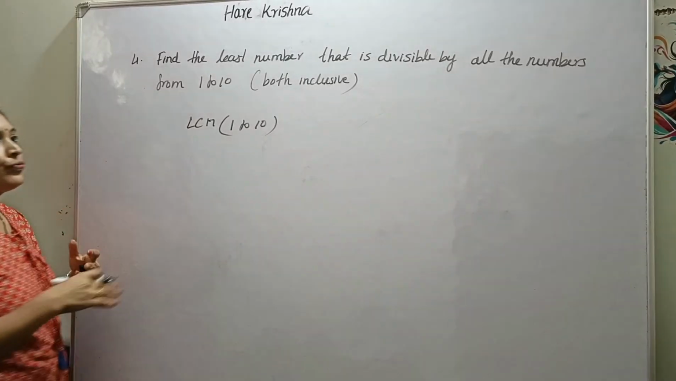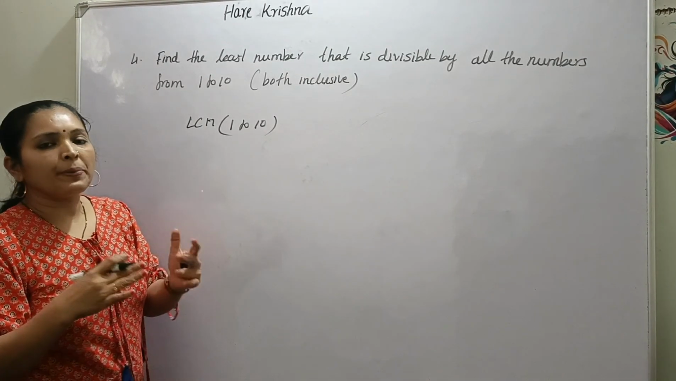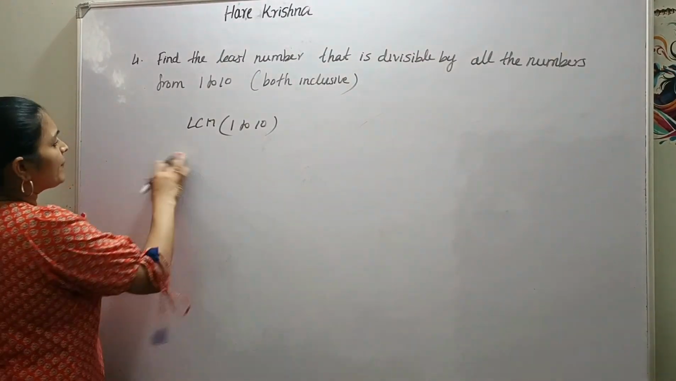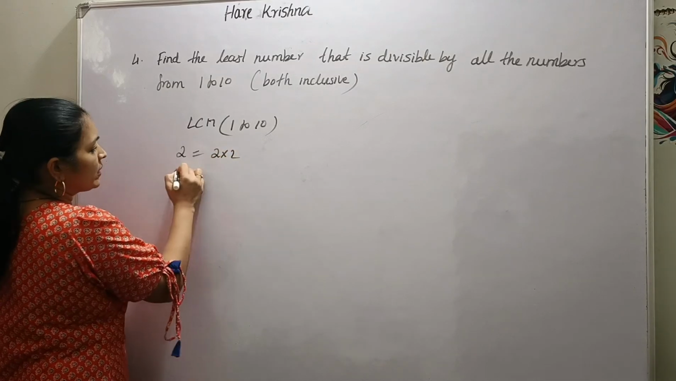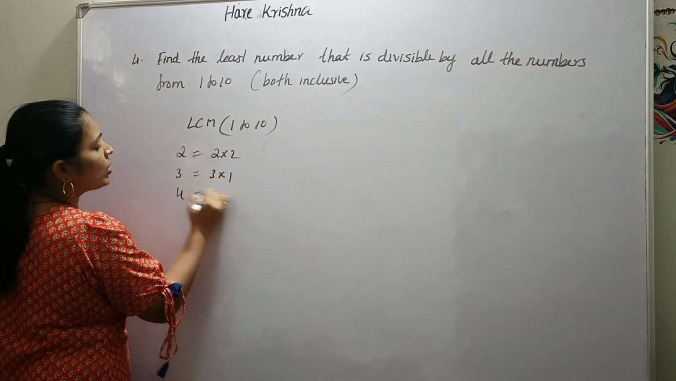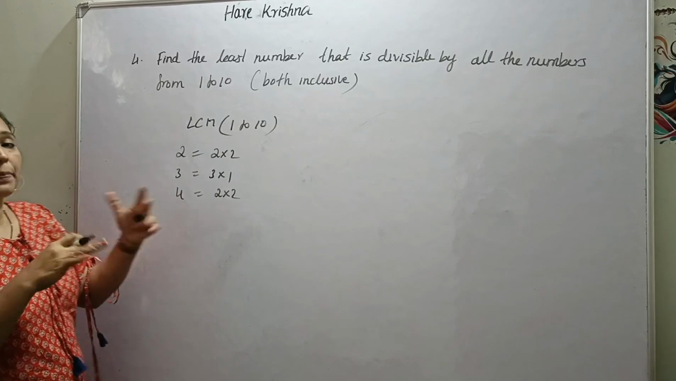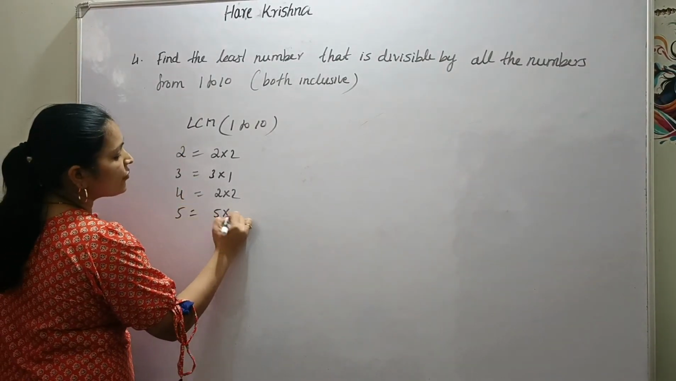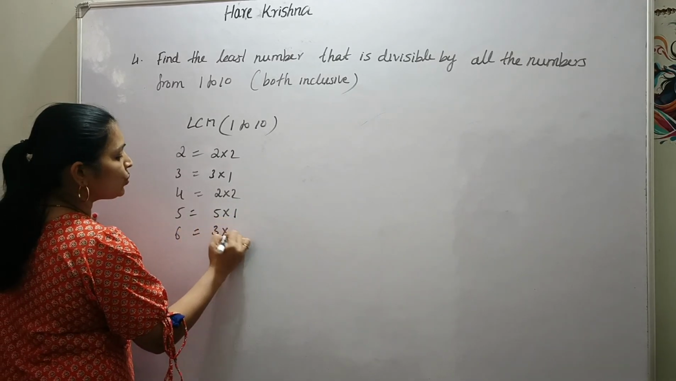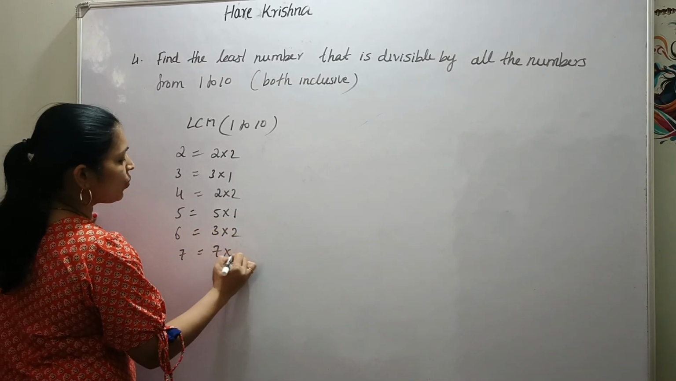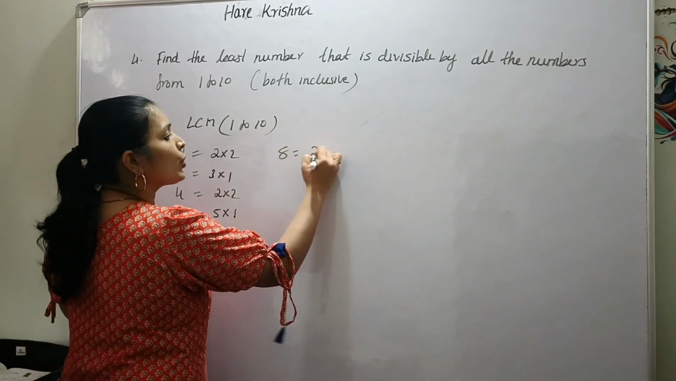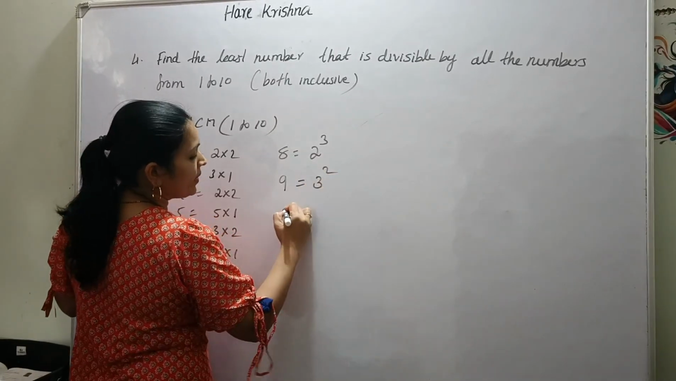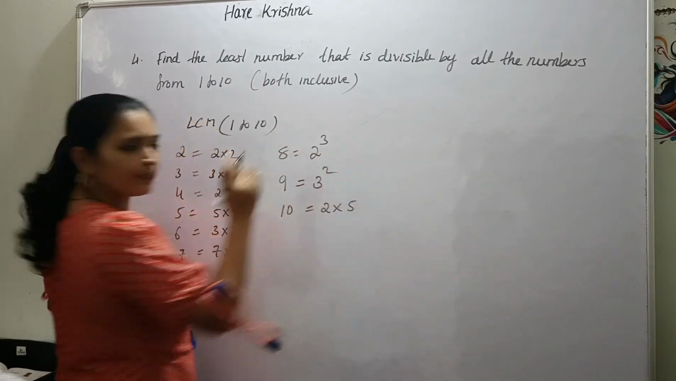So first of all, how to find the LCM of 1 to 10? Let's write the prime factors of all the numbers. 1 we need not write. 2 is 2 into 1. 3 is 3 into 1. 4 is 2 into 2. 5 is 5 into 1. 6 is 3 into 2. 7 is 7 into 1. 8 is 2 cube, 2 into 2 into 2. 9 is 3 square. 10 is 2 into 5.